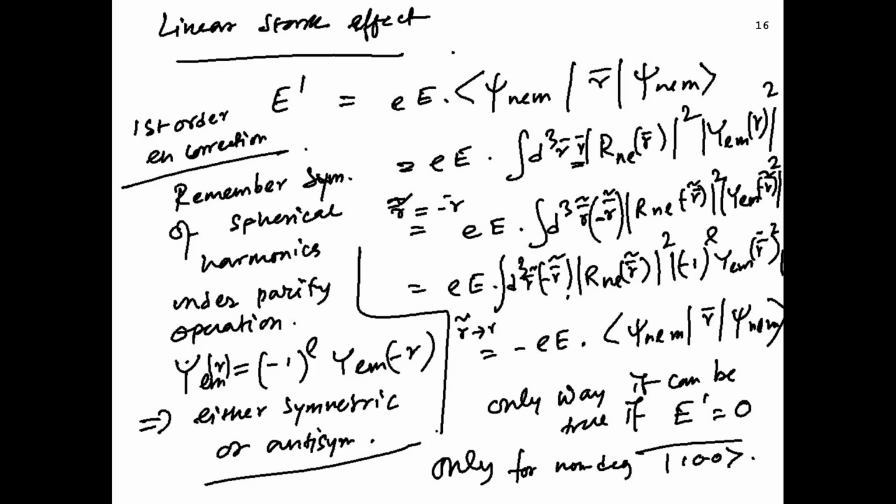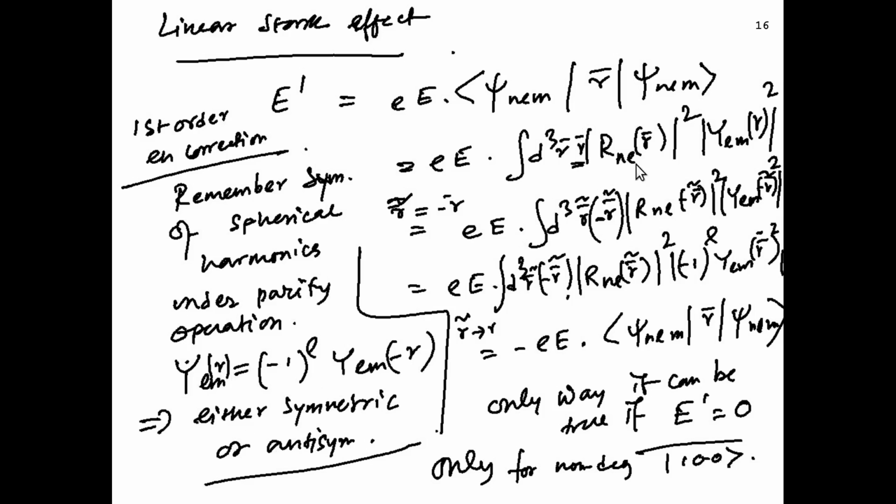So how will I calculate the first order correction? The first order correction will simply be applying the formula, the expectation value of the perturbation in the state psi NLM. Remember that it is non-degenerate perturbation theory, and this is the non-degenerate perturbation theory formula we are trying to calculate here. In order to evaluate that, you write down the radial part and the spherical part of the wave function of the hydrogen atom, and remember that the spherical harmonics have the following property under parity transformation: if I take R to minus R, the spherical harmonics are related by minus 1 to the power l.